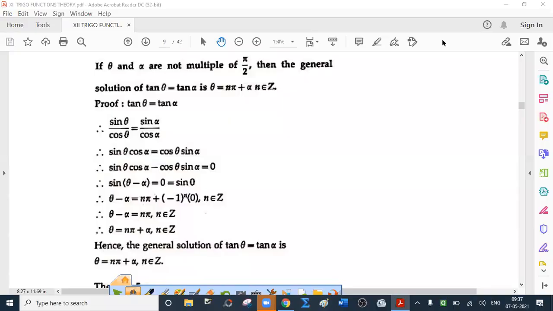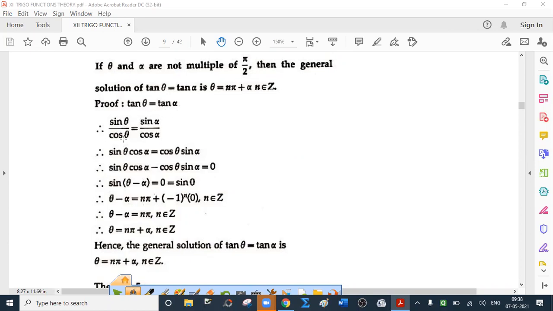Now next one, if theta and alpha are not multiples of pi by 2, then the general solution of tan theta equal to tan alpha is theta equal to n pi plus alpha, n is an integer. See, why say that not multiple of pi by 2? Because in that case tan theta is not defined.